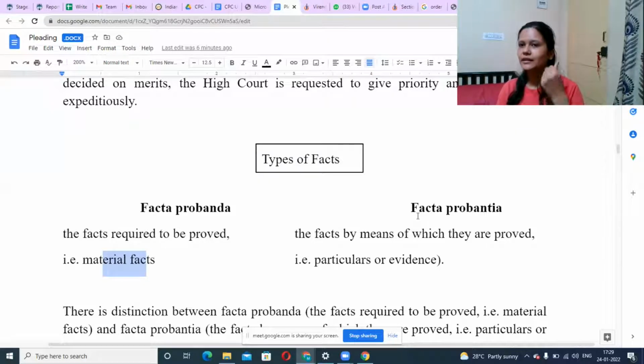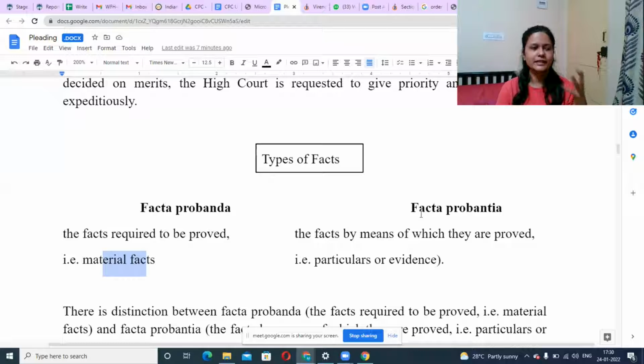That means whether the election was irregular or not, whether EVM machines were actually not working properly or not, whether there was double voting or not, whether in the name of some dead person somebody voted or not. These are nothing but facts that need to be proved, and they are facta probenda. On the other hand, facta probentia means those facts with which facta probenda may be proved. Like those minute details, how we can prove that actually there were irregularities.